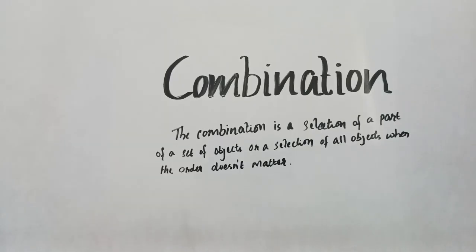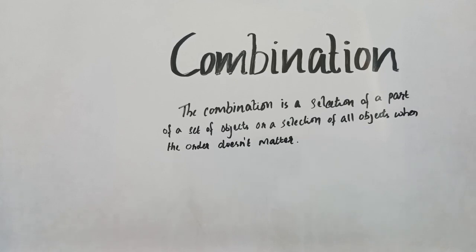Okay, we can look at what combination is. Combination is actually the selection of a part of a set of objects or selection of all objects when the order doesn't matter. We can define combination as a selection of part of a set of objects or a selection of all objects when the order doesn't matter.